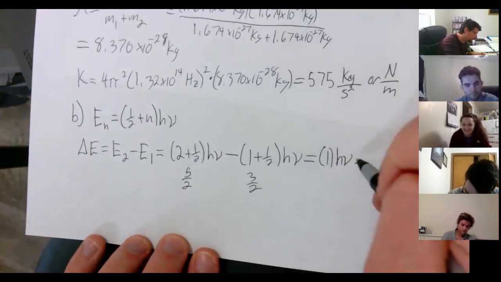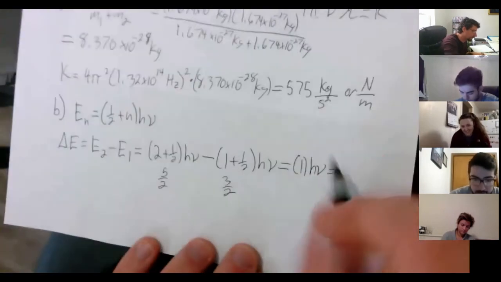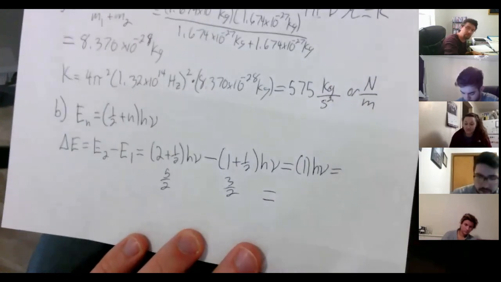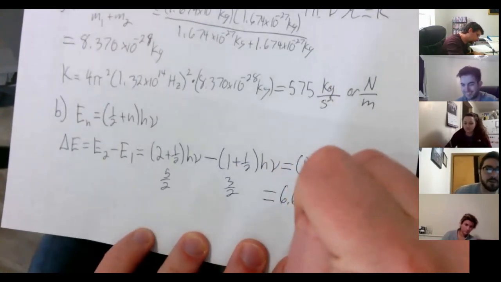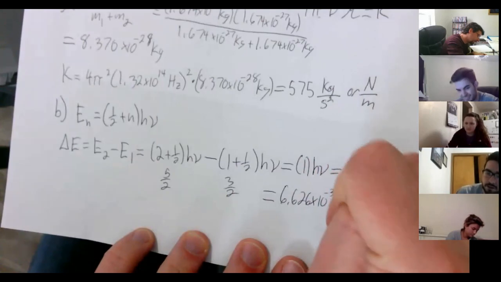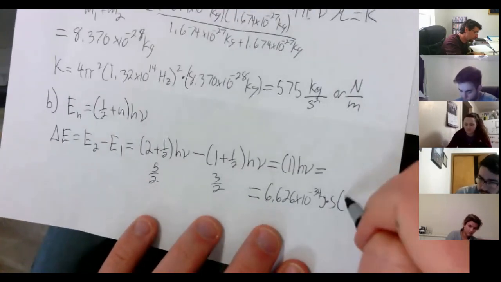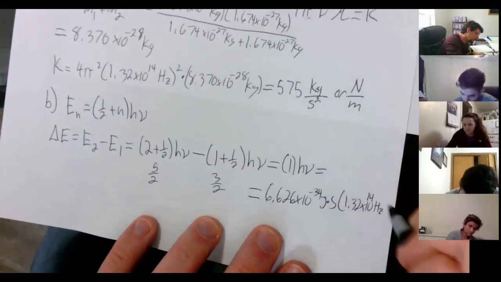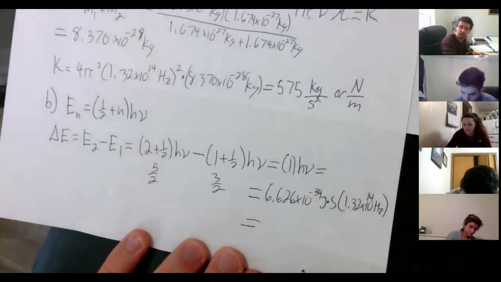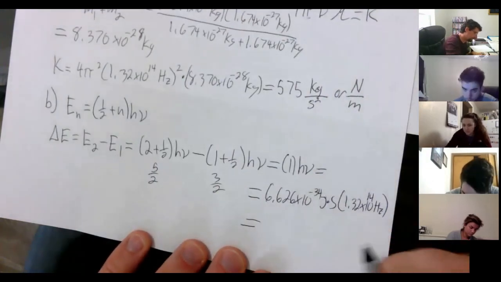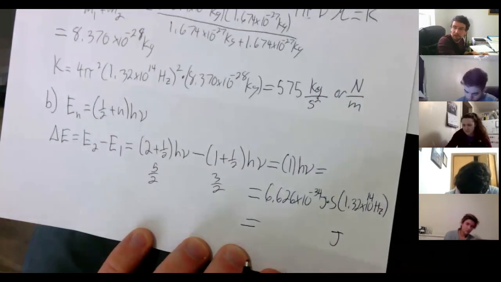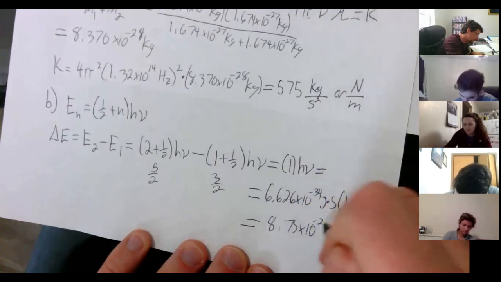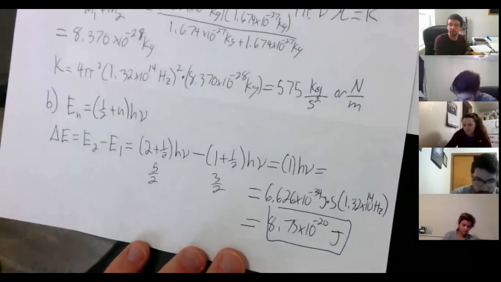Okay. So if we multiply everything through, we know H. What's the value of H again? 6.626 times 10 to the negative 34th joules times seconds. Yep. And then we have our frequency, which was 1.32 times 10 to the 14th hertz. What's our final unit going to be in? Joules. Yep, I heard somebody whisper it. We have 8.75 times 10 to the minus 20th joules for the difference between those.